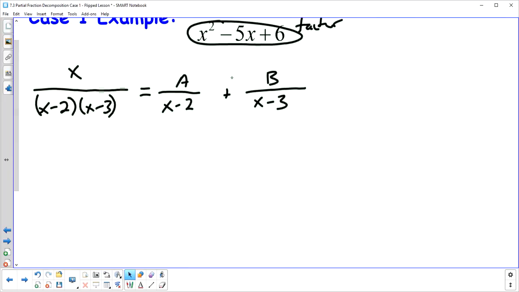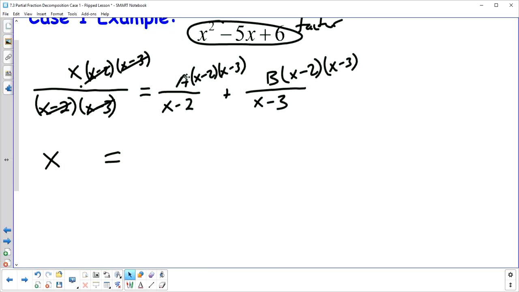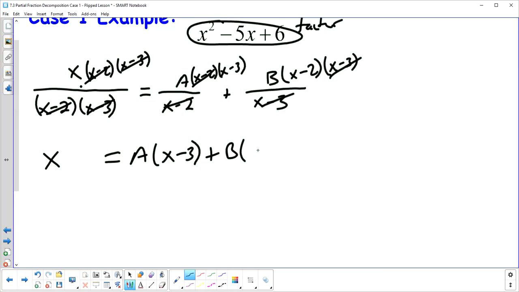Okay, next thing we do is multiply by the LCD. So that means that each one of these fractions is going to be multiplied by x minus 2 times x minus 3. Remember, the q of x, whatever your denominator here is, is your LCD. And when we do that, this should eliminate all denominators. So the x minus 2's cancel out over here, and the x minus 3's cancel out, and we'll just end up with x. Equals, here our x minus 2's cancel out, so we have A times the quantity x minus 3, plus, last one, the x minus 3's cancel out, and we have B times the quantity x minus 2.